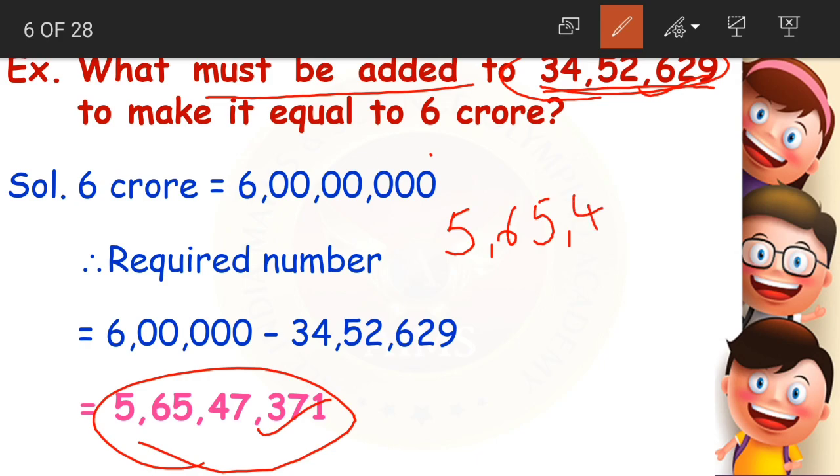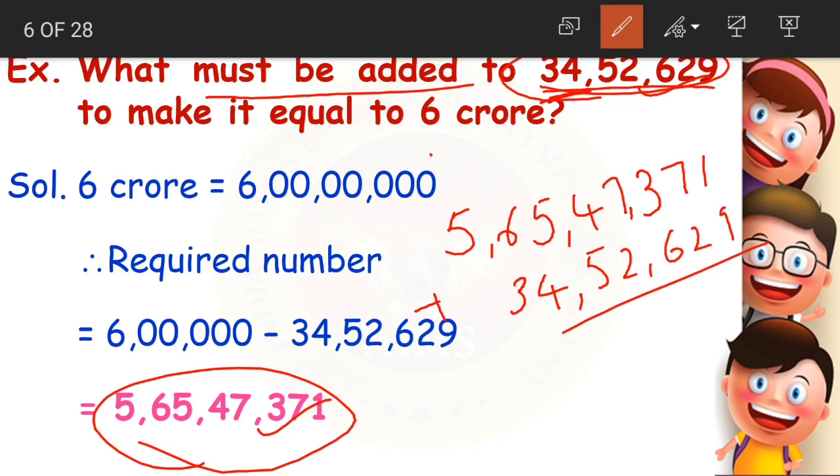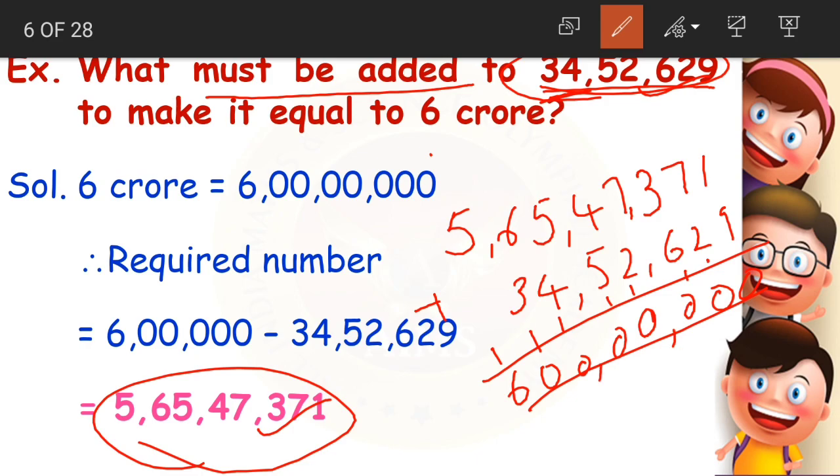5 crores 65 lakhs 47,371 plus again 34 lakhs here. So I'll write it in the lakhs place. 34 lakhs 52,629. When we add here we get 10, and again 7 plus 2 plus 1 becomes 10. 631 becomes 10. 721 becomes 10. Then 541 becomes 10. Again 541 becomes 10. 631 becomes 10. 5 plus 1 becomes 6. Yes, the answer we got is again 6 crores.